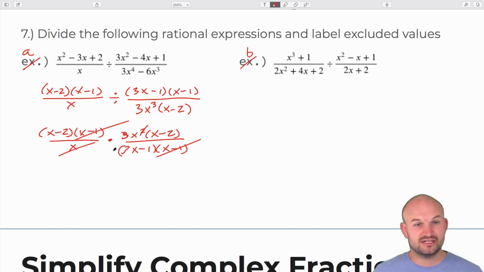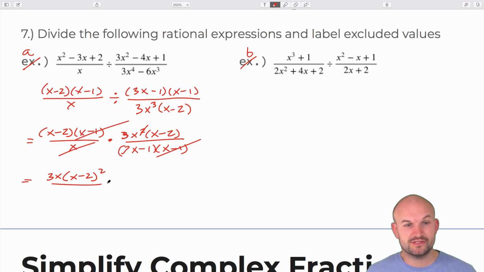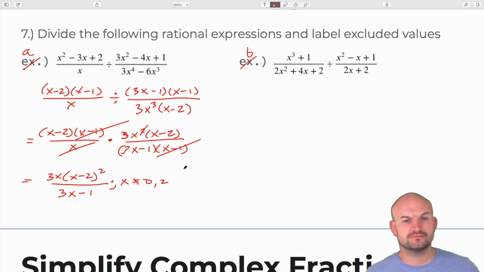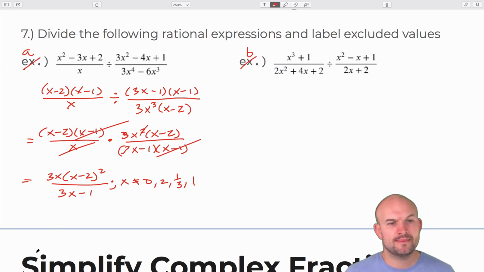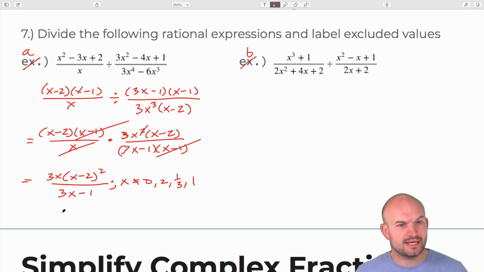So therefore, we're just going to be left with here, should write an equal sign, 3x times x minus 2, quantity squared, you can write them multiplied out if you want to, all over 3x minus 1. Okay. Now our excluded values are going to be x cannot equal 0, right there, and right there, positive 2. And then here, when we write it as the product, that's going to be a positive 1/3 and positive 1. And you can see there's nothing changed here in our final solution, right? And yep, there you go.